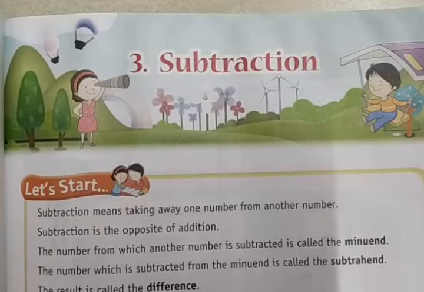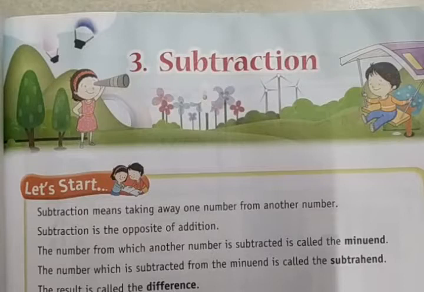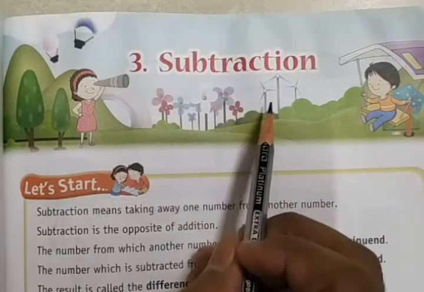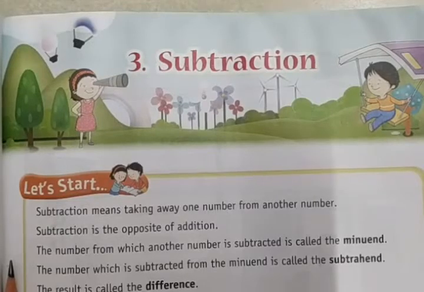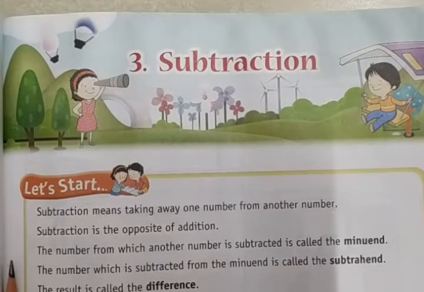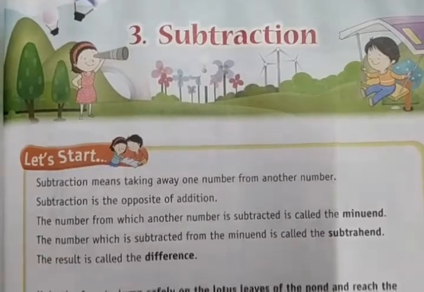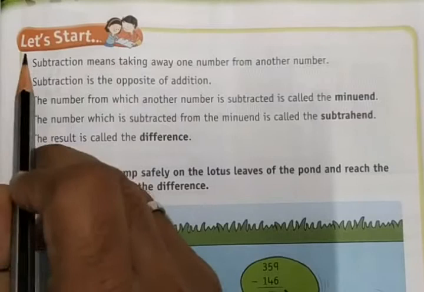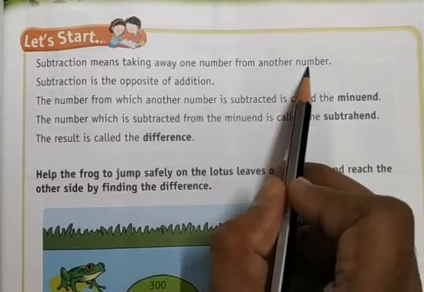Today I am going to take class for grade 3, the mathematics unit number 3, that is subtraction. You all know that subtraction means taking away or minus, right? Subtracting from one number to another number, taking away one number from another number. So here let's start the subtraction part. Subtraction means taking away one number from another.